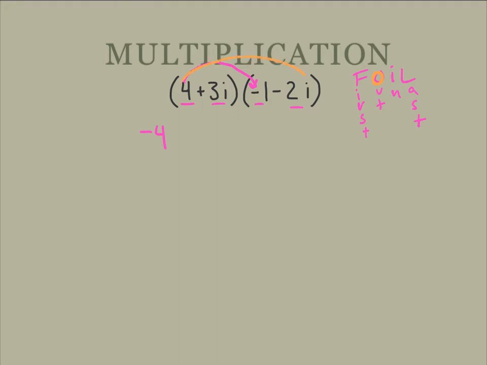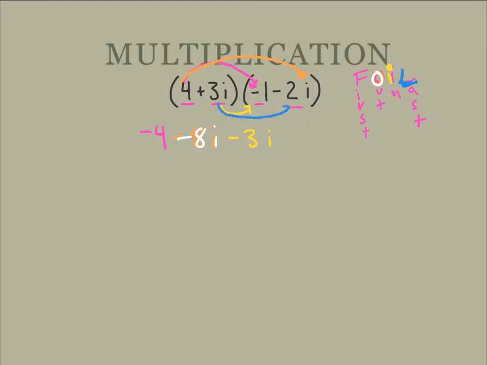Next we multiply the outsides. So that would be 4 times negative 2i. What's 4 times negative 2i? We can multiply them. We just multiply the numbers out front. So what's 4 times negative 2? Awesome. Negative 8i. Next we multiply the insides. So that would be 3i times negative 1. So what's 3i times negative 1? Awesome. Negative 3i.